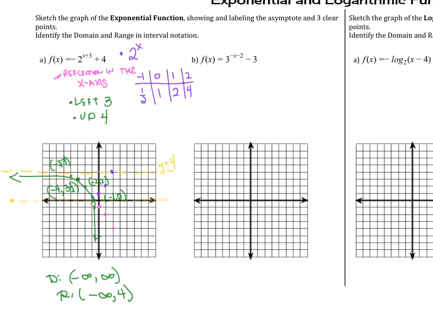So we have this one here. So we have 3 raised to the -x - 2. And then we know that this value up here tells us a reflection in the y-axis. So let me write that. So reflection in the y-axis.